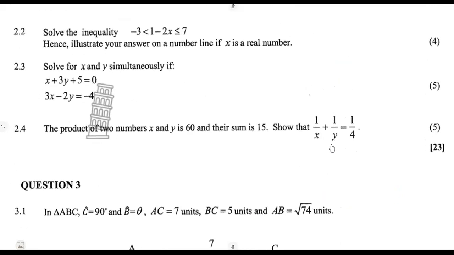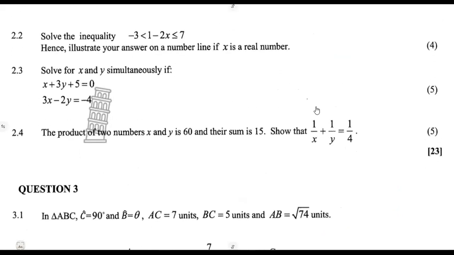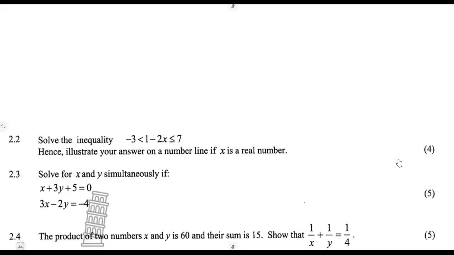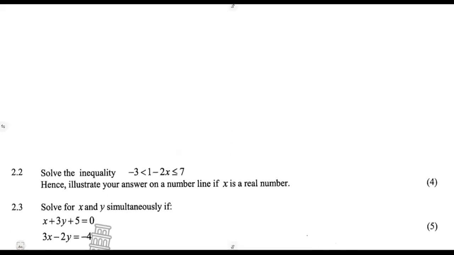On the other part, solve for x and y simultaneously, 5 marks. So you've got simultaneous equations. So in this case, you're going to choose, is it elimination? Is it the substitution method? As for me, I'm just going to work with substitution, guys. Working with the equation 1. I'm going to call this equation 2.